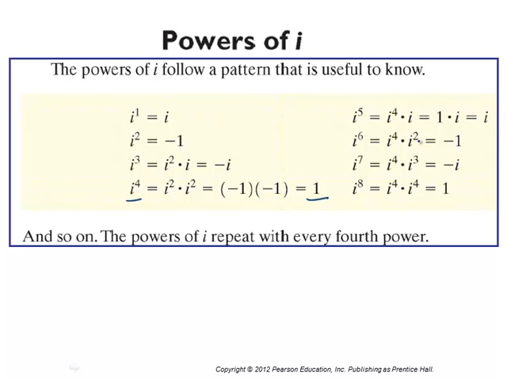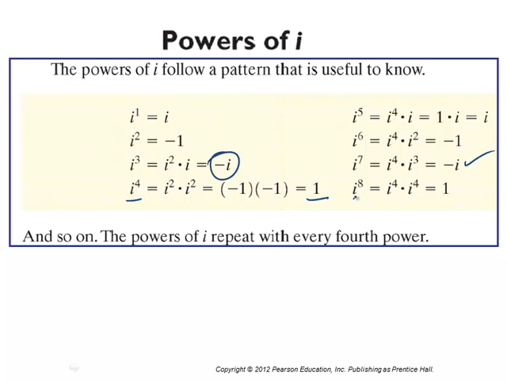I to the sixth power is I to the fourth times I squared. But I to the fourth power is 1, and I squared is -1. So you get -1 for I to the sixth power. I to the seventh power is I to the fourth times I cubed. I to the fourth is 1. Per our discussion over here, I cubed is equal to -I. So I to the fourth times I cubed is going to be 1 times -I, giving you -I.